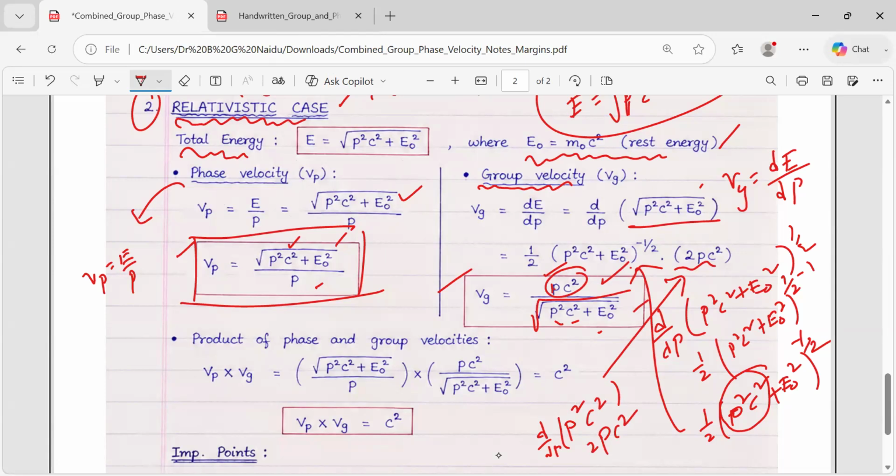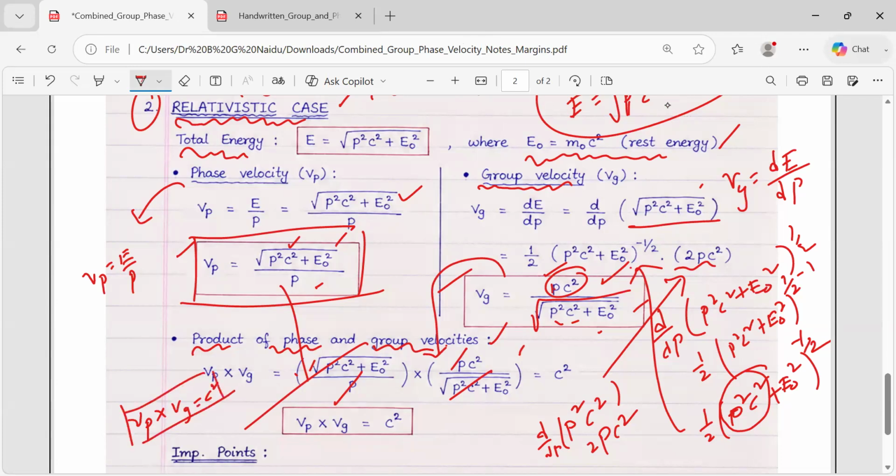Multiply the product of the group velocity and the phase velocity. We know that group velocity is equal to pc² by the square root of p²c² plus E naught squared. The p terms cancel out. So now we get phase velocity into group velocity equals c². The product of phase velocity and group velocity equals the square of the speed of light. This is very important.